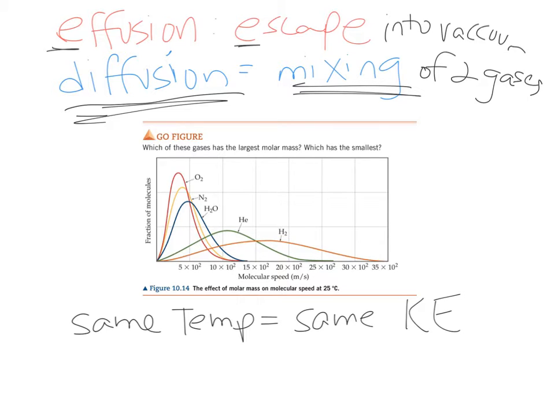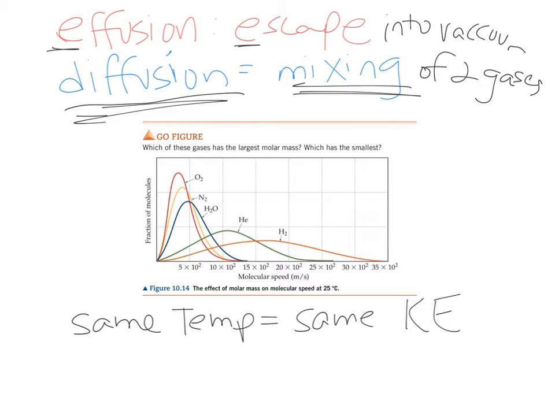Sometimes we are concerned about how fast gases will effuse or diffuse, how fast they'll escape, or how fast they will mix. And what's important to realize here, at the same temperature, this is very important, all gases have the same kinetic energy. So why don't they mix at the same rate if they have the same kinetic energy? Because they do not mix at the same rate.